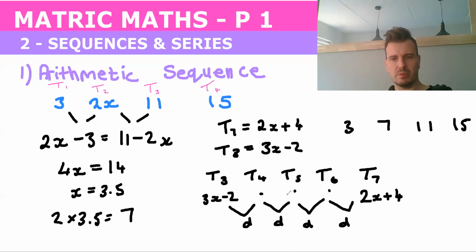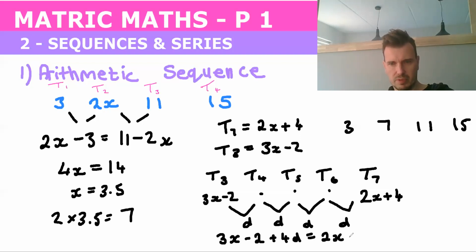Oh, they would have to tell you one more thing, wouldn't they? So what we would know is 3x minus 2 plus 4d equals 2x plus 4. They would have to tell you what the difference is, or they would have to tell you what another term is.